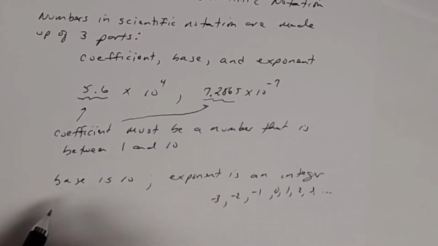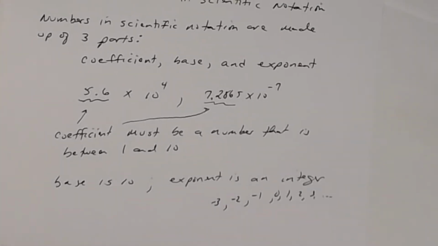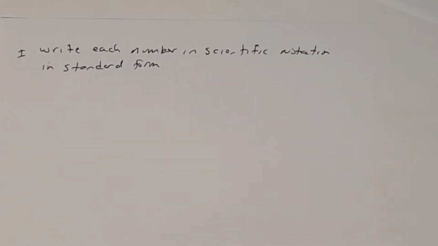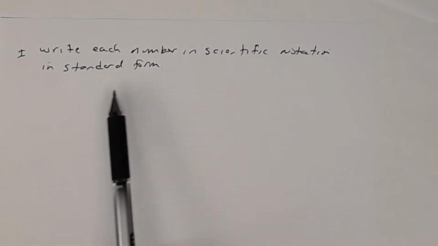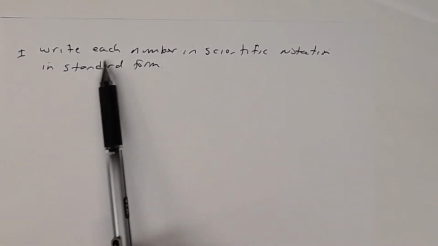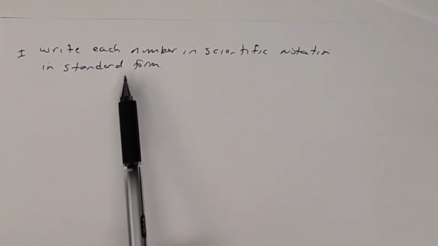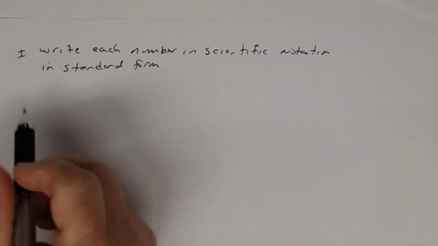All right, so let's look at some examples. So the first example will be this. Make sure you understand what a number written in scientific notation looks like. All right, so let's look at the first example. Part 1 says this: write each number that's written in scientific notation. You want to put this number in standard form. So let's see what that means. So here's the first one.